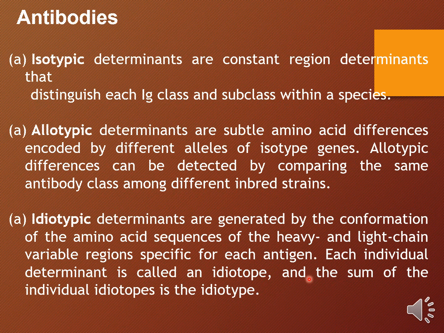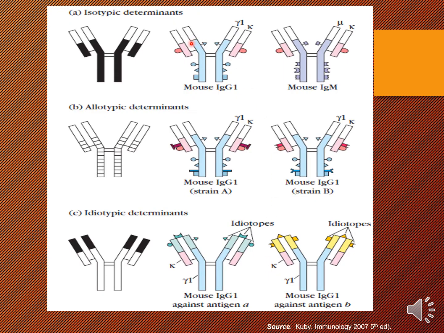Idiotype, so that is the variable region that pertains to the variable regions of the antibody molecule. Each part is called an idiotope, and together we call them idiotype. So to show that explanation, we have here the difference between an IgG1 molecule versus an IgM molecule from the same species, mouse.